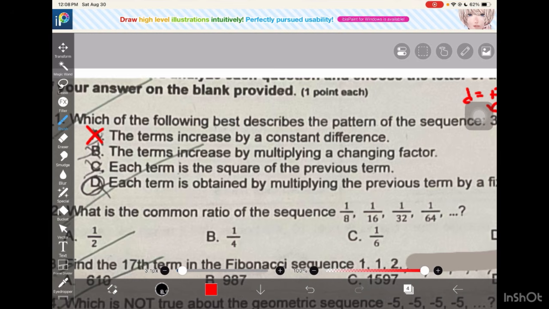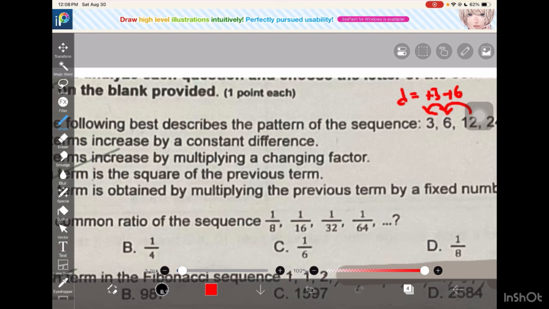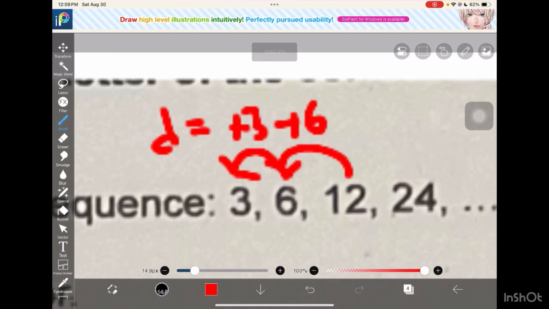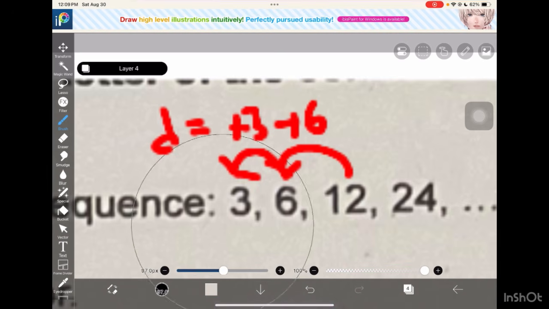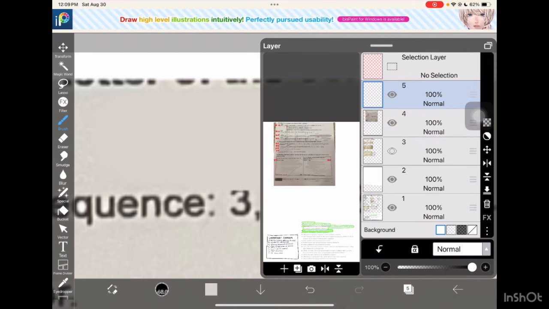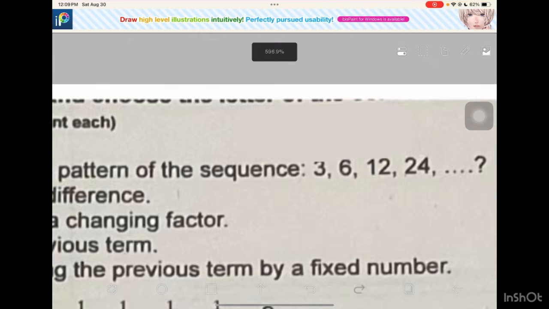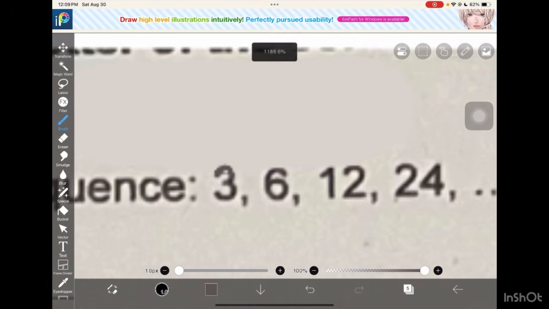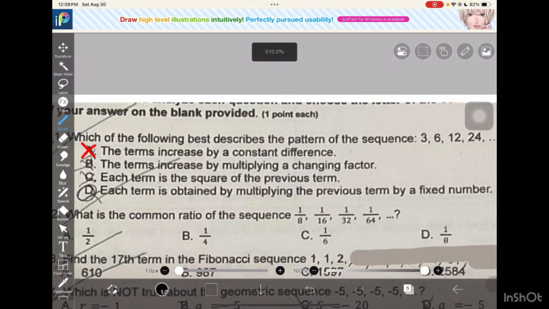Letter B. The terms increase by multiplying a changing factor. So to find this changing factor, they say we need to divide the... oops, okay, I just realized I'm in the same layer. It's gonna get messy if I do that. Okay, all right, so here, if we try to find the constant value, let's try to solve it once again.